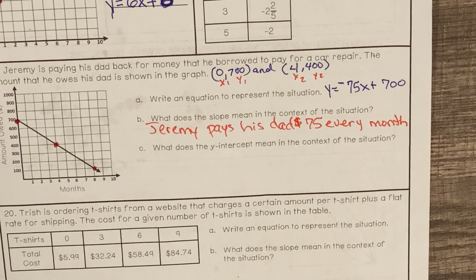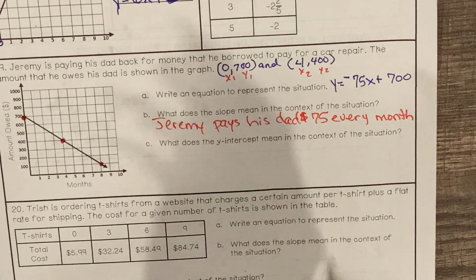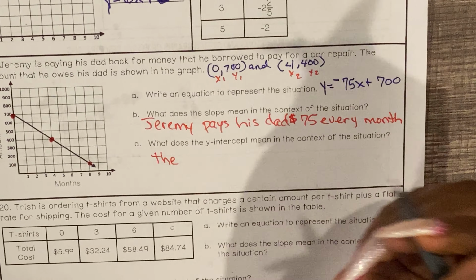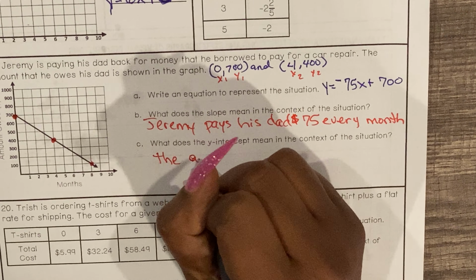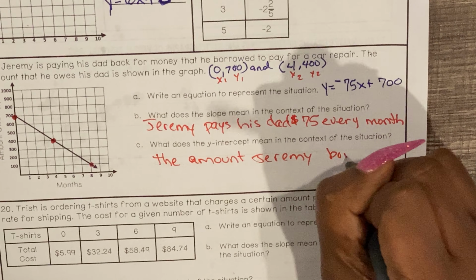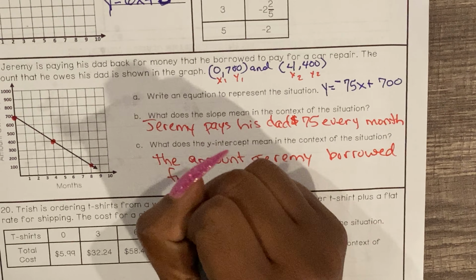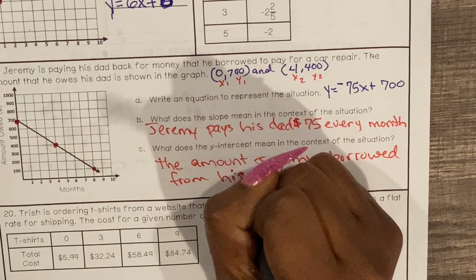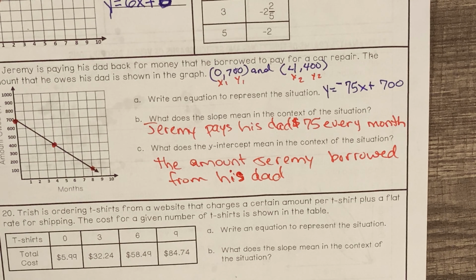So the 700, our y-intercept, is the amount that Jeremy borrowed. So the y-intercept is the amount Jeremy borrowed from his dad. Now that's not a bad amount to borrow, and he was on a payment plan, and he ended up paying it off before 9 months, it looks like. So maybe somewhere around 9 months, maybe 9.5 months, he made that last payment. Better than borrowing it from a bank.